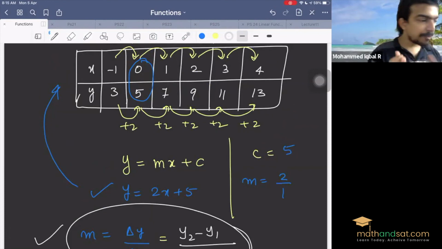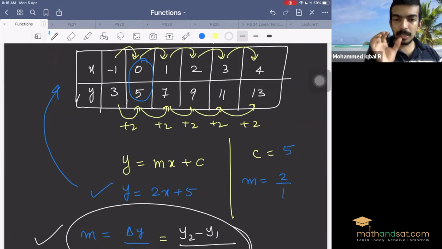The physical significance we have already seen. The value of c is nothing but the output when the input is 0, or the initial value of the output. And the value of m is the change in y over change in x, which is the rate of change, the constant rate at which your y value changes with respect to the x value, right? The physical intuition is clear, right? Hope it makes sense.